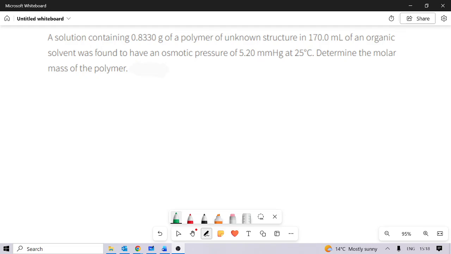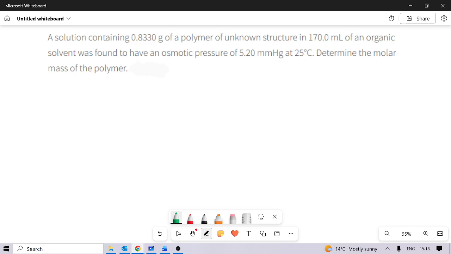Today we have an interesting question with osmotic pressure. Let's get into it. A solution containing 0.833 grams of a polymer of an unknown structure in 170 milliliters of an organic solvent was found to have an osmotic pressure of 5.2 millimeters of mercury at 25 degrees Celsius. Determine the molar mass of the polymer.